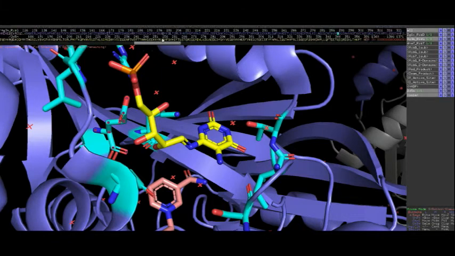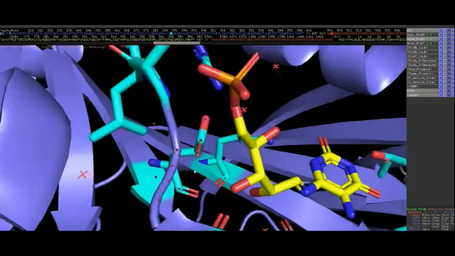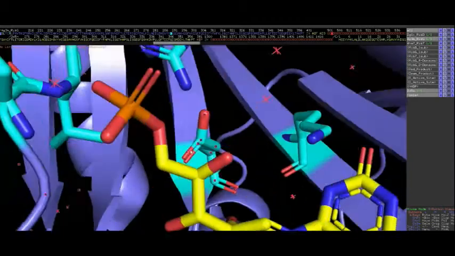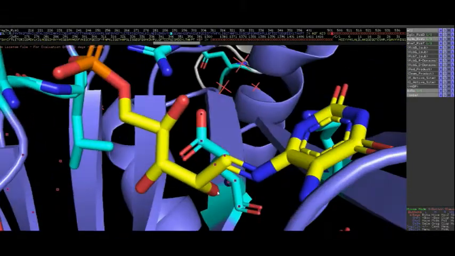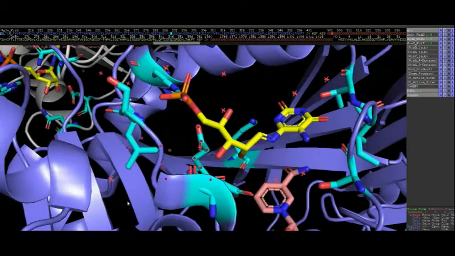So let's take a look at that. Yep, that's the glutamate 290 right there. So we see that that is brought close to the ring that it's going to be breaking as well.